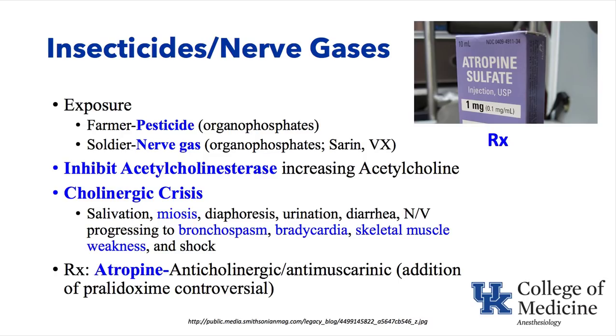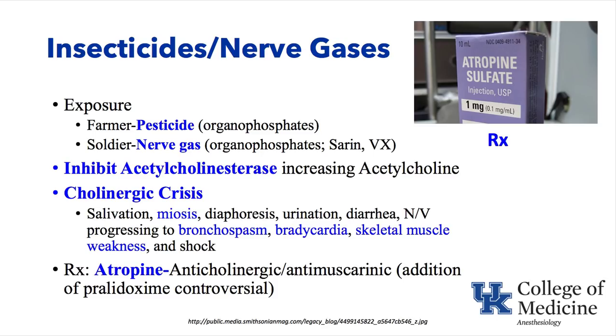The next topic is insecticides and nerve gases. Exposure can occur, for example, in a farmer who's spraying an organophosphate insecticide, or a soldier that is exposed to a nerve gas like sarin nerve gas or VX gas. The problem with these pesticides and nerve gases is that they inhibit the enzyme acetylcholinesterase. Acetylcholinesterase is in the postjunctional folds. That's where it is present, and when it's inhibited, it will not break down acetylcholine. So acetylcholine builds up, and you can get a cholinergic crisis.